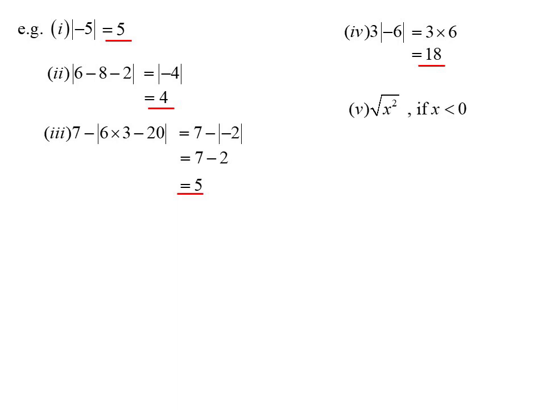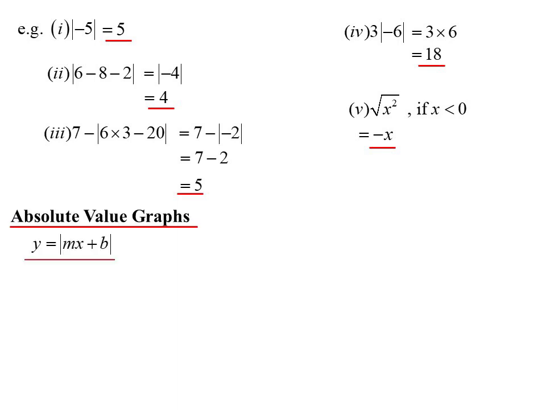Now this question, the square root of x squared if x is less than 0, well, the answer is negative x. Because we're saying the positive square root, I know the answer has to be a positive number, but they're telling me x is a negative number, therefore the answer should be negative x.